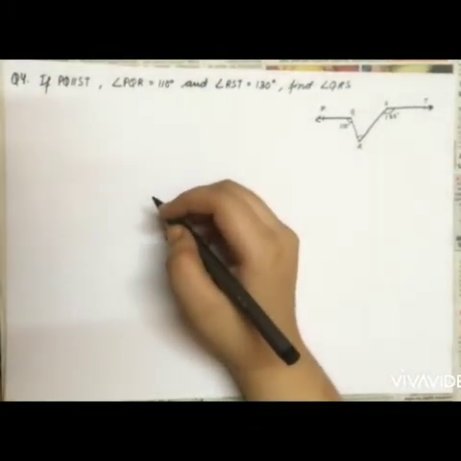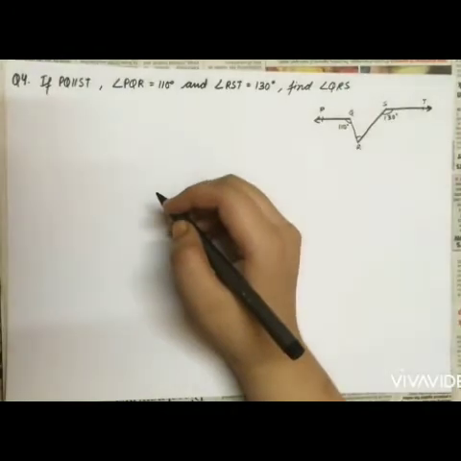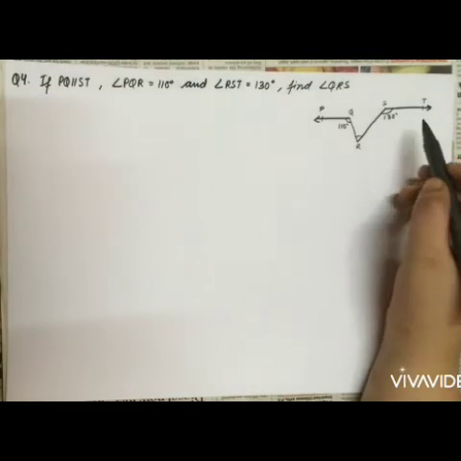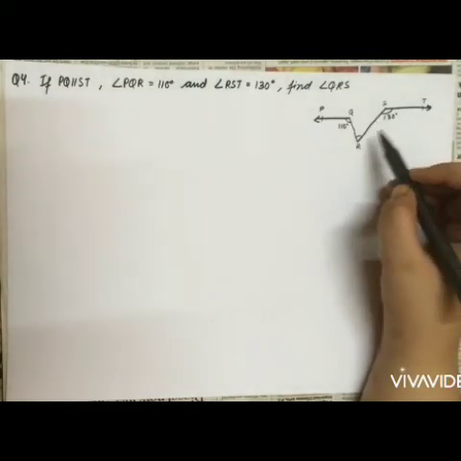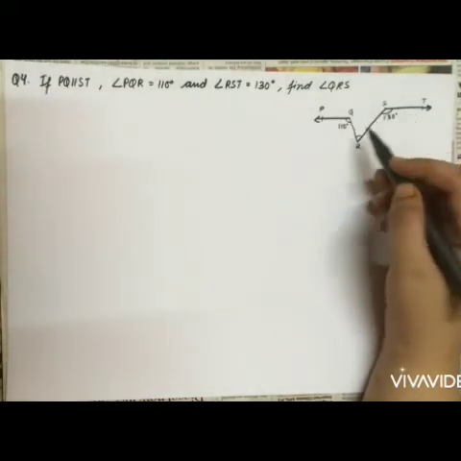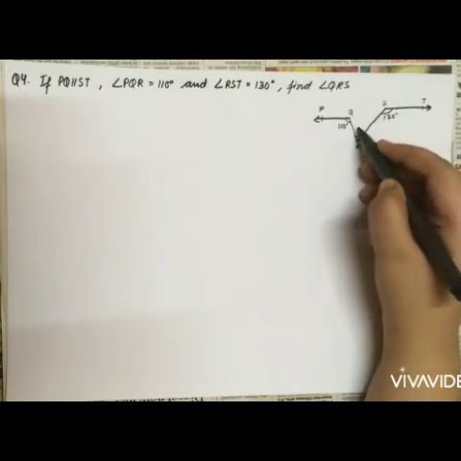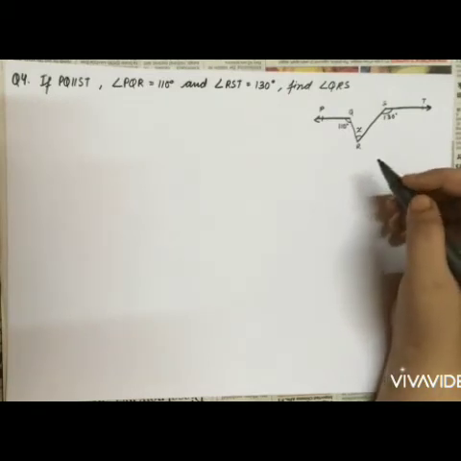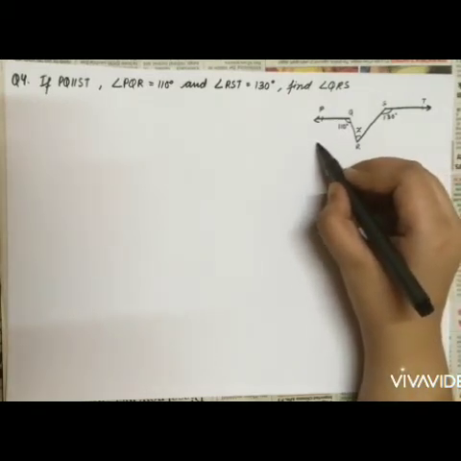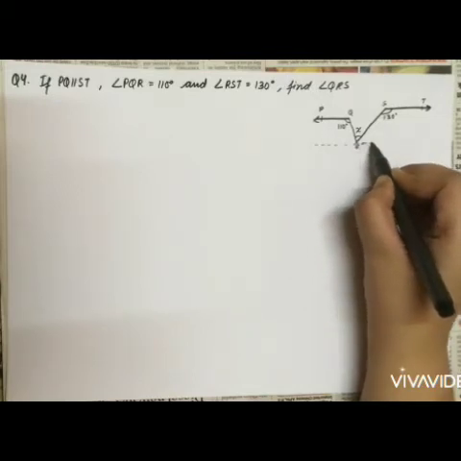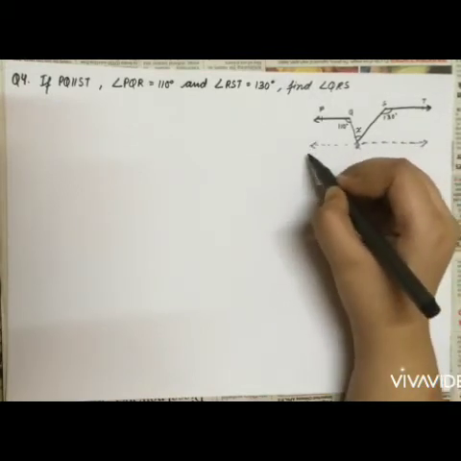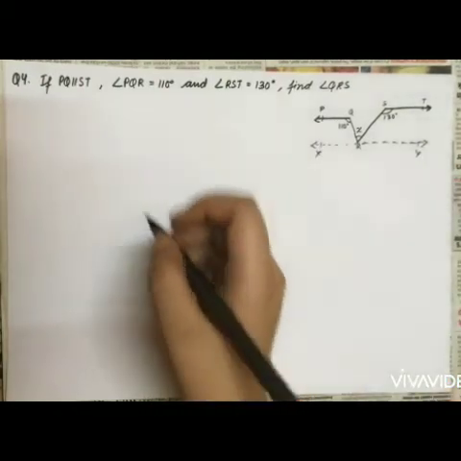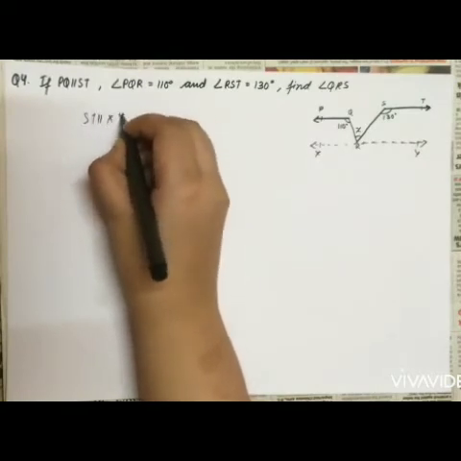Now question number 4. It says that if PQ is parallel to ST and PQR is 110 and RST is 130, we have to find x. Let me name it as x. Now for this question, we will draw a line parallel to ST and PQ both. Let us name it as XY.